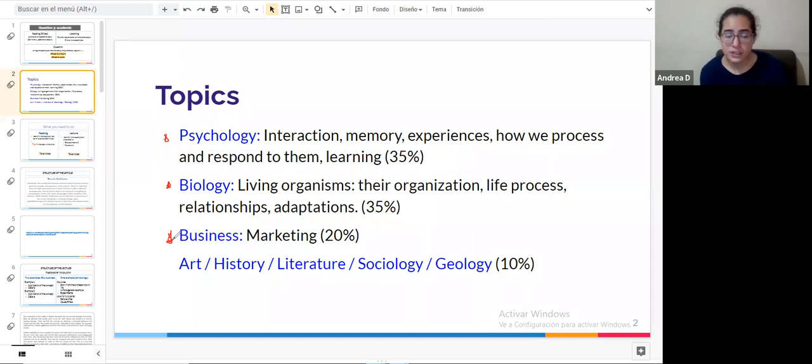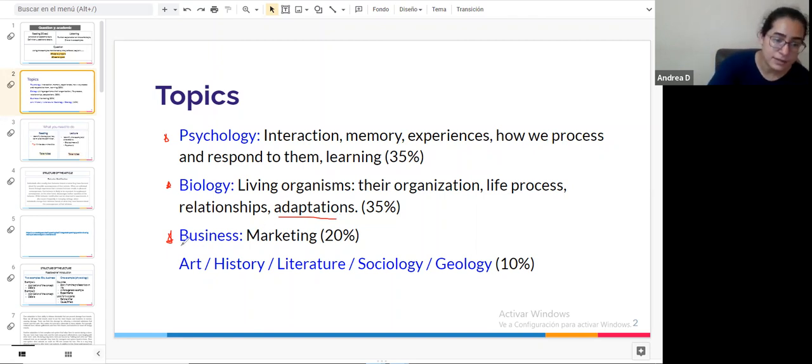Then you have biology. It's always animals or plants. You never have human biology. So it's about how these organisms live, how their processes are, the relationships. Something that I have personally seen a lot, something that comes up a lot, is adaptations, how animals or plants adapt to certain changes. I've seen that many times.